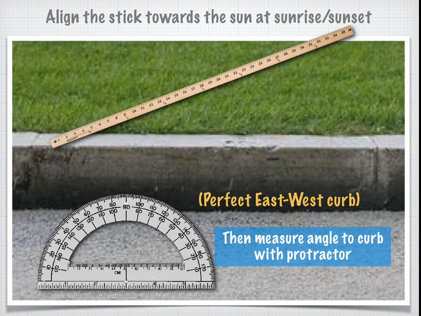One thing you can do is put a pin in one end of the stick, and then look at the shadow on the stick itself, and try to have the shadow that the stick is casting be along the line of the stick. And then you're going to measure the angle that it makes with, say, the curb, with a protractor.